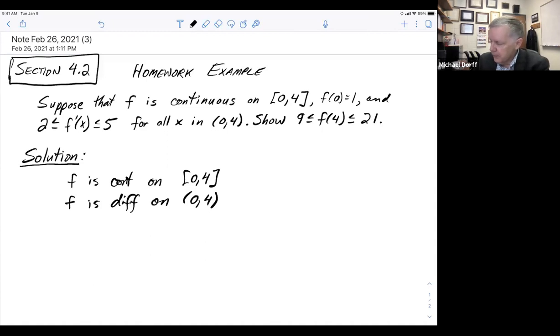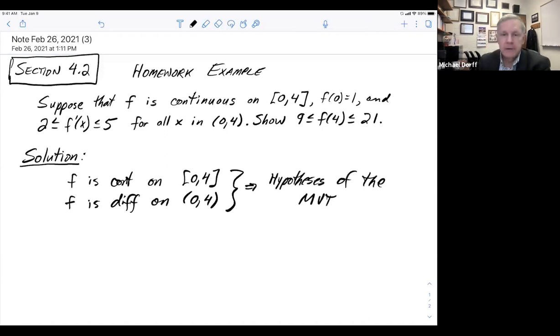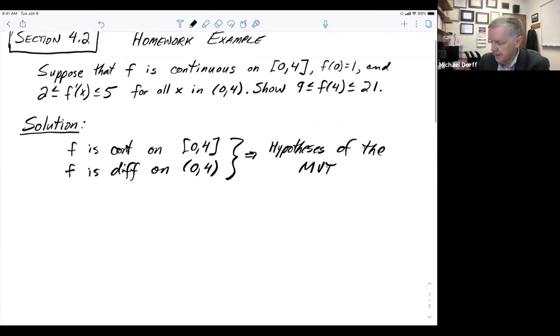Okay, well, what's true about these two conditions? Well, these are the hypotheses of the mean value theorem. So we can use the mean value theorem in this problem. Okay, what's the conclusion of the mean value theorem?